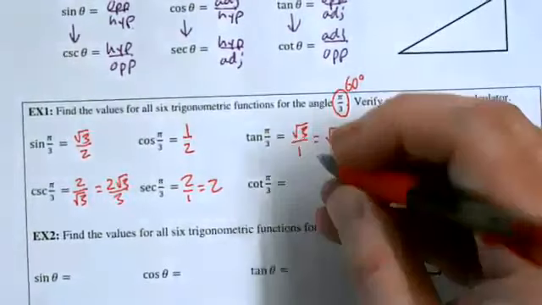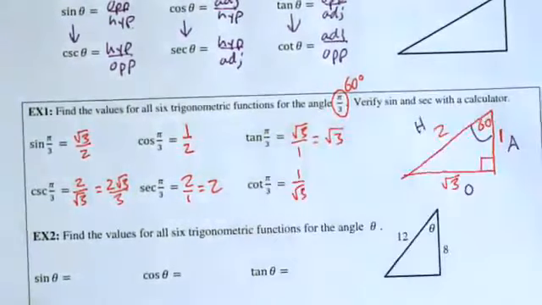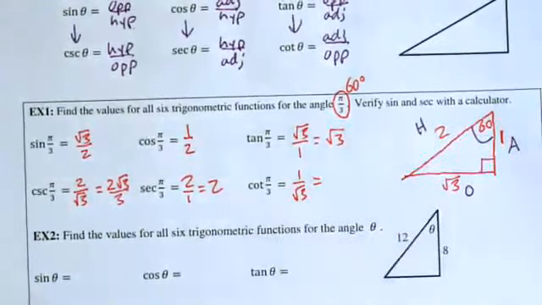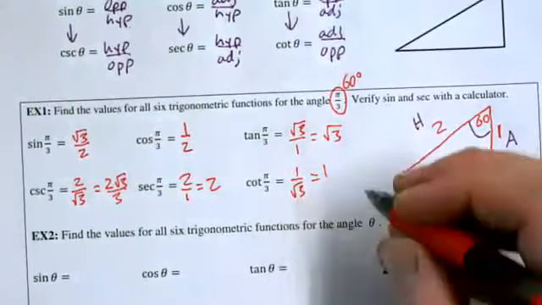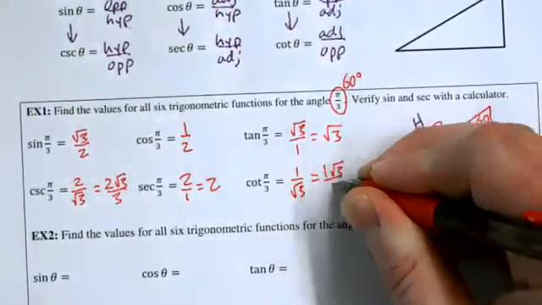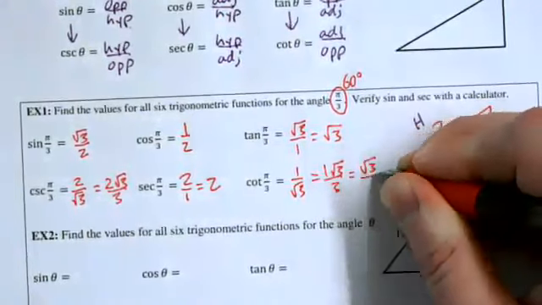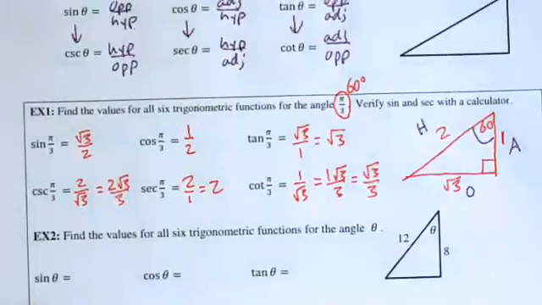Root 3 over 1 becomes 1 over root 3. And we can't leave that down there, but that's all right. The 1 is going to stay. Instead of dividing by root 3, we'll multiply by root 3 over 3. So we get root 3 over 3 for our final answer there. Awesome.